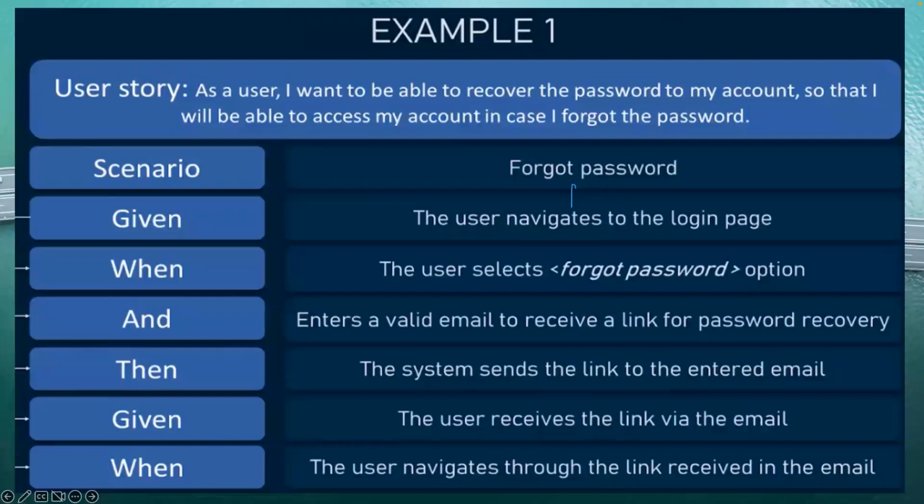So when the user clicks on forgot password, they enter a valid email. The essence of entering the valid email is to receive a link for password recovery. And the user enters a valid email to receive the link. Then what happens? Then the system sends the link to the entered email. Then what happens next? This is another line. After the user has gotten the link, the user receives the email, then the user navigates through the link received in the email.